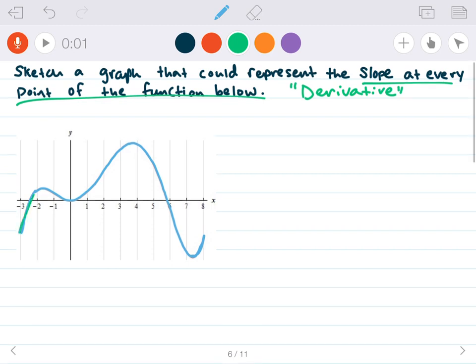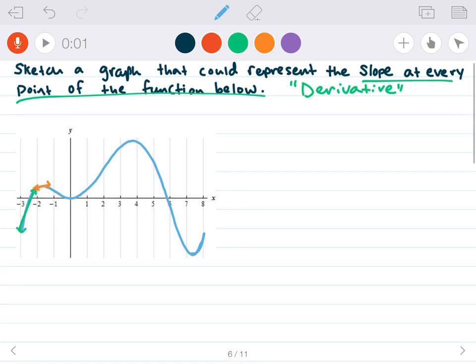So here we're sloping up. It looks like about here it's 0, and we start sloping down again until about here, where it's 0, sloping up. At that hump, it's 0, sloping down. This hump, 0, and then we start sloping up again. Okay, so we have a rough idea of what our derivative function should look like. x, f prime of x.